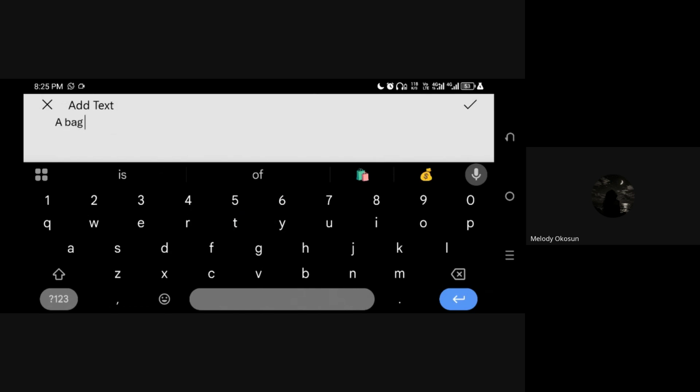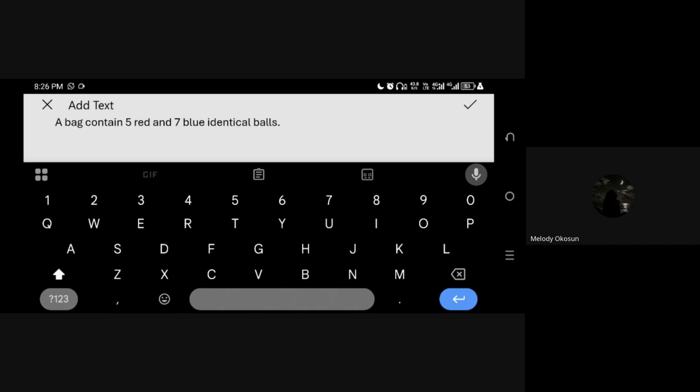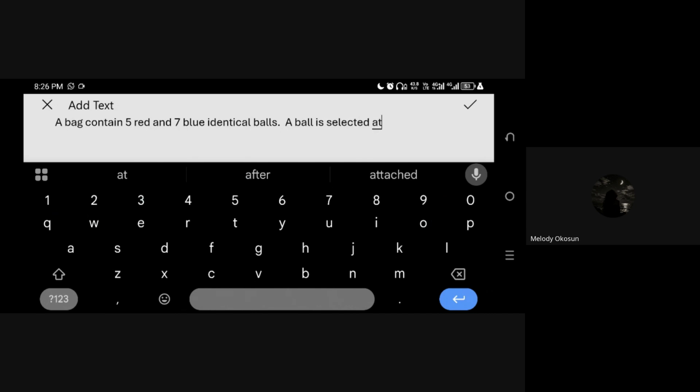Let's say a bag contains 5 red and 7 blue identical balls. Okay, so a ball is selected at random and replaced. Then a second ball was selected.